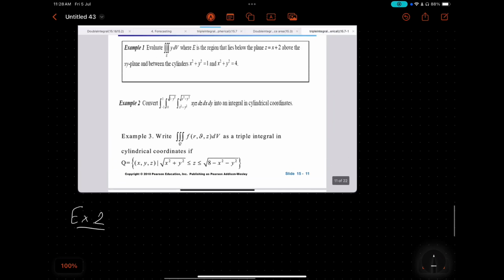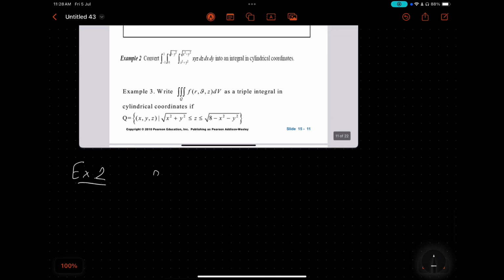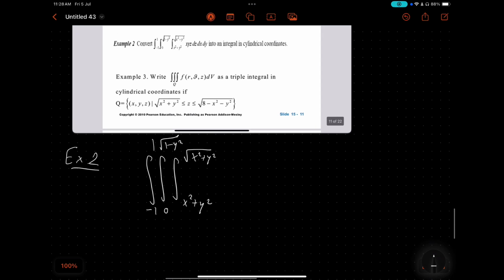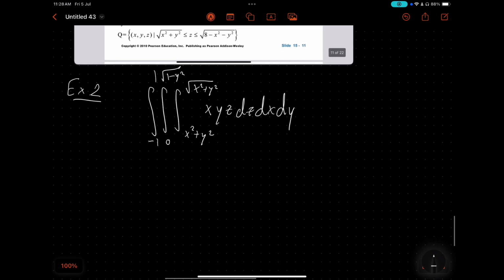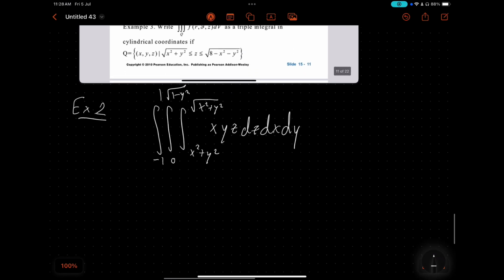So example 2, it's basically asking us to convert this integral, the integral of x squared plus y squared into the square root of x squared plus y squared, from 0 to 1 minus y squared, and here from negative 1 to 1, of x, y, z, dz, dx, dy. We want to convert it into cylindrical, and that's not going to be too hard.